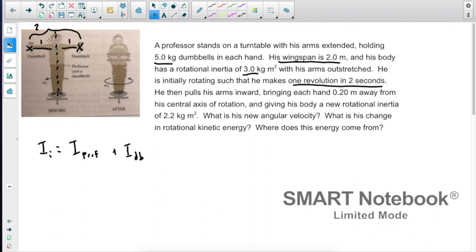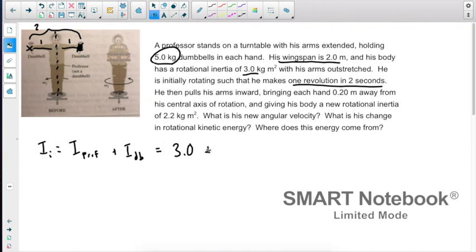So don't forget that whenever you have systems like this that are composed of multiple parts, dumbbell and professor, we can sum up the rotational inertias of each of them to get the rotational inertia of that whole system. So here it tells me the professor has a rotational inertia of 3 kilogram meters squared. And the dumbbells, I know that they're 5 kilograms. And I can treat them like point particles here located a meter away from the axis of rotation because his wingspan, fingertip to fingertip, is 2 meters. And his axis of rotation is going straight down his middle.